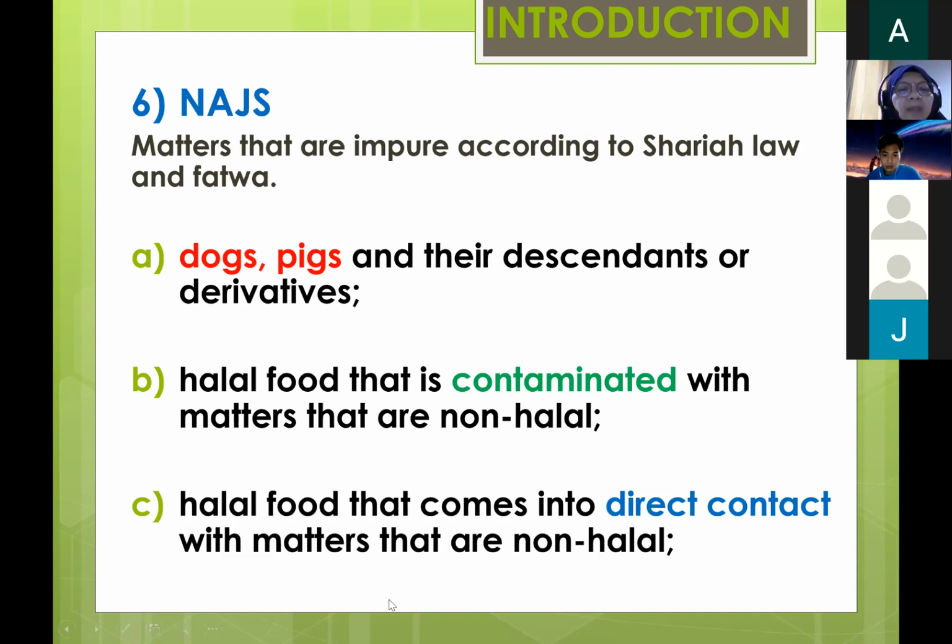Number three, halal food that comes into direct contact with haram matters, non-halal matters. This contamination sometimes happens by accident or direct contact. You use it, mixing that halal food with non-halal or haram food. Under this terminology, these are also considered najs. When it is contaminated or in direct contact with haram products or haram matters, it becomes najs.